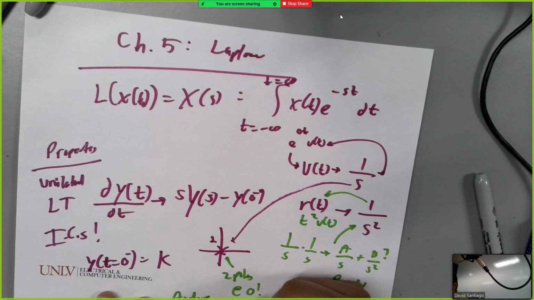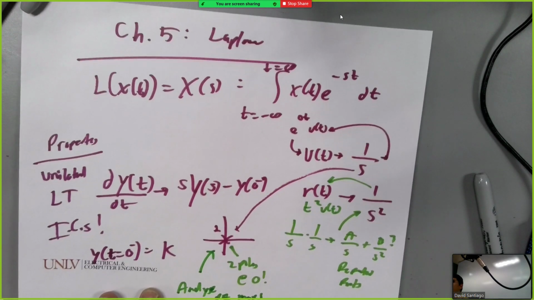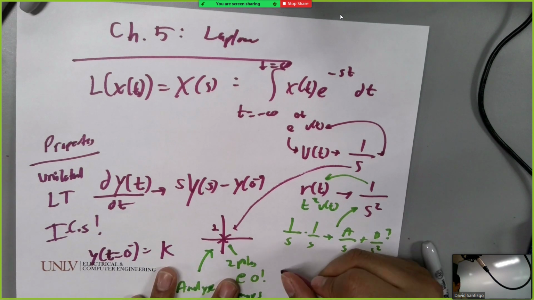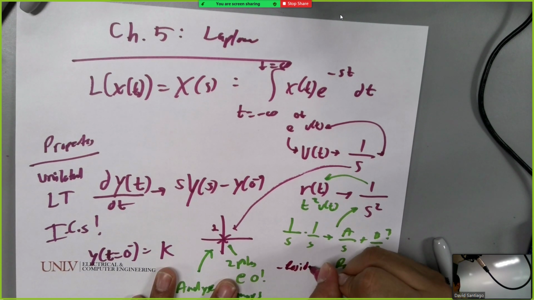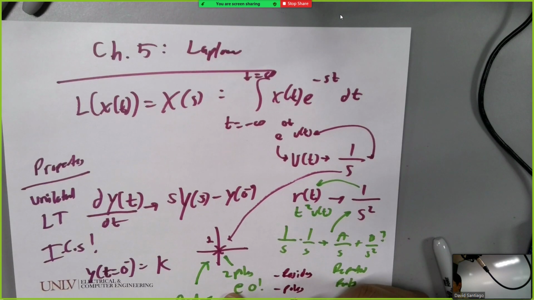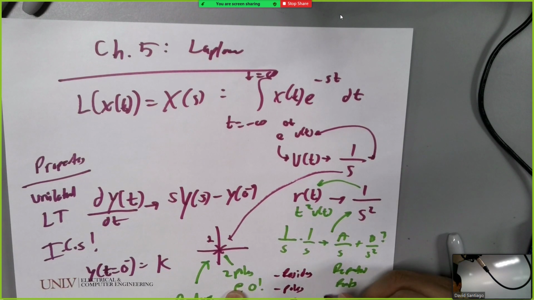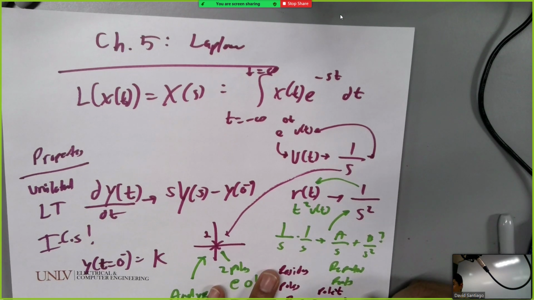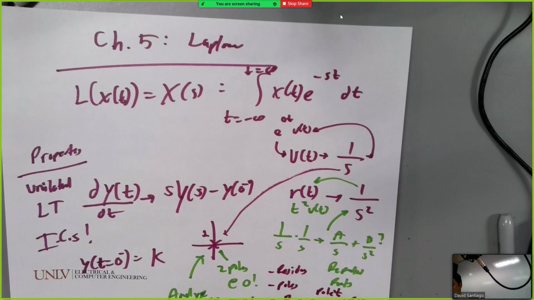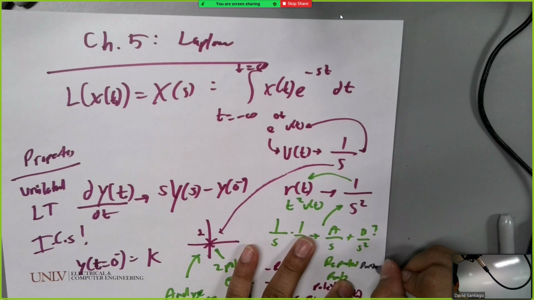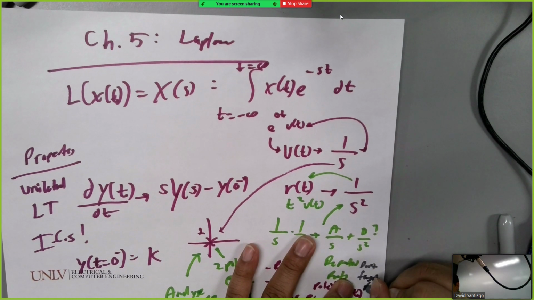PZ maps. You can understand those, right? Residues. Poles. And you can get the following: residue e to the pole. Okay? Don't forget the unity. Don't forget. Okay?